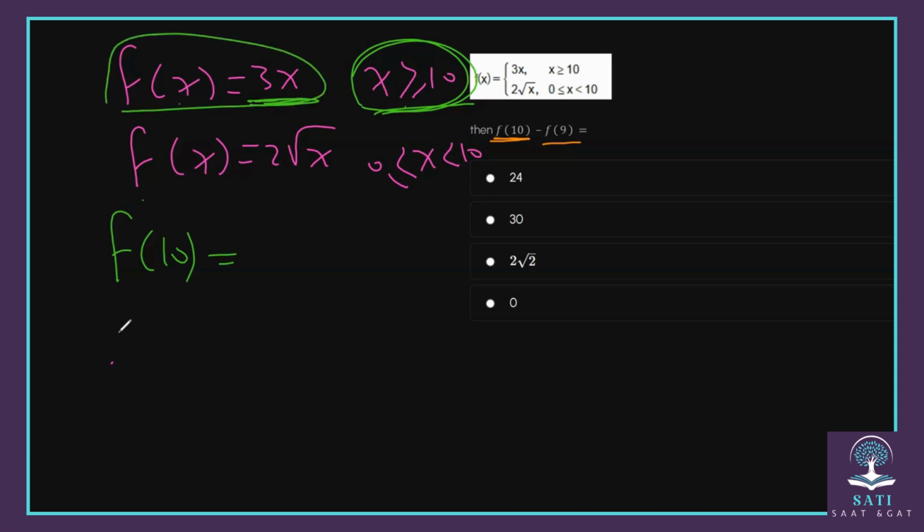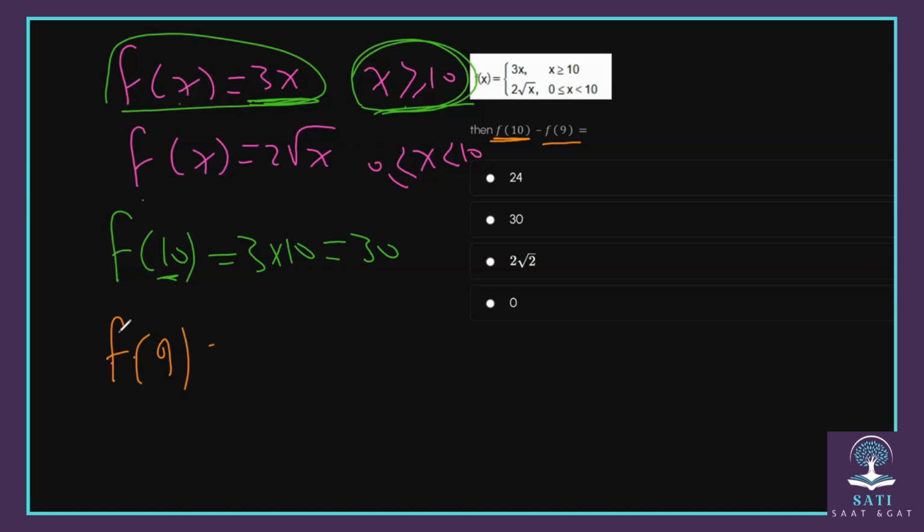So f of x equals 3x. That means f of x is 3 times x. The function of any number is 3 times that number. So f of 10 is 3 times 10. So it gives me 30. Done. Now I go to find f of 9, because they are asking about f of 9 and f of 10.